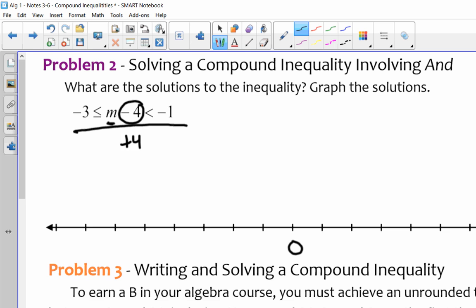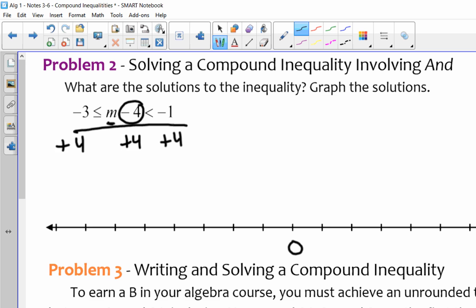But I'm going to do it on all three parts. So the left, the middle, and the right, I'm going to add 4. So that's pretty critical, a lot different than what we're used to. But I really think that we could do this. It's just a little bit different, so we got to get this down.